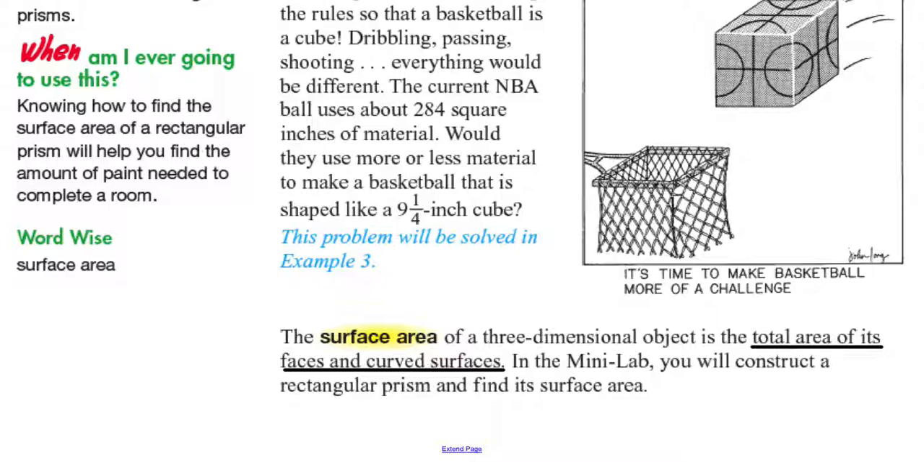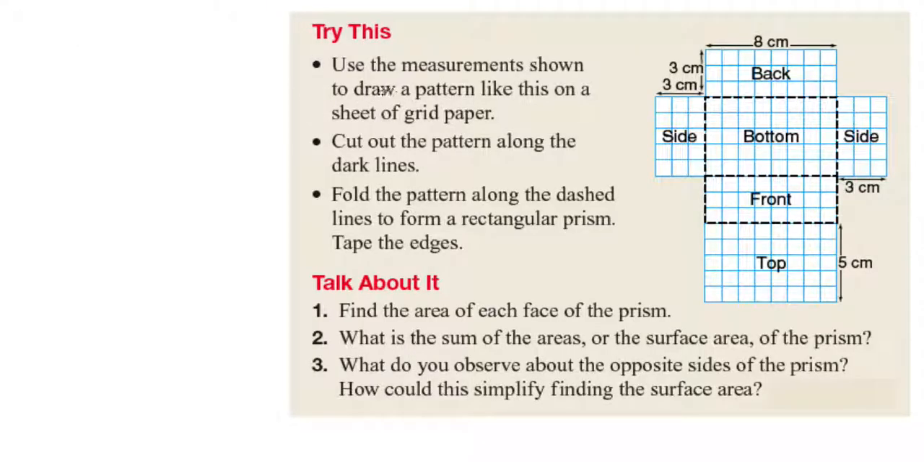So let's take a look at the mini lab right here. Use the measurements shown to draw a pattern like this on a sheet of grid paper. So this is what you need. If you want to do it with me, take out grid paper and start doing this, or just use 1 centimeter grid paper to be able to draw this. This is the back, bottom, front, top, side, and side. Then cut out the pattern along the dark lines. Fold the pattern along the dashed lines to form a rectangular prism. So basically cut this out and then we form a rectangular prism, and the rectangular prism form is something like this.